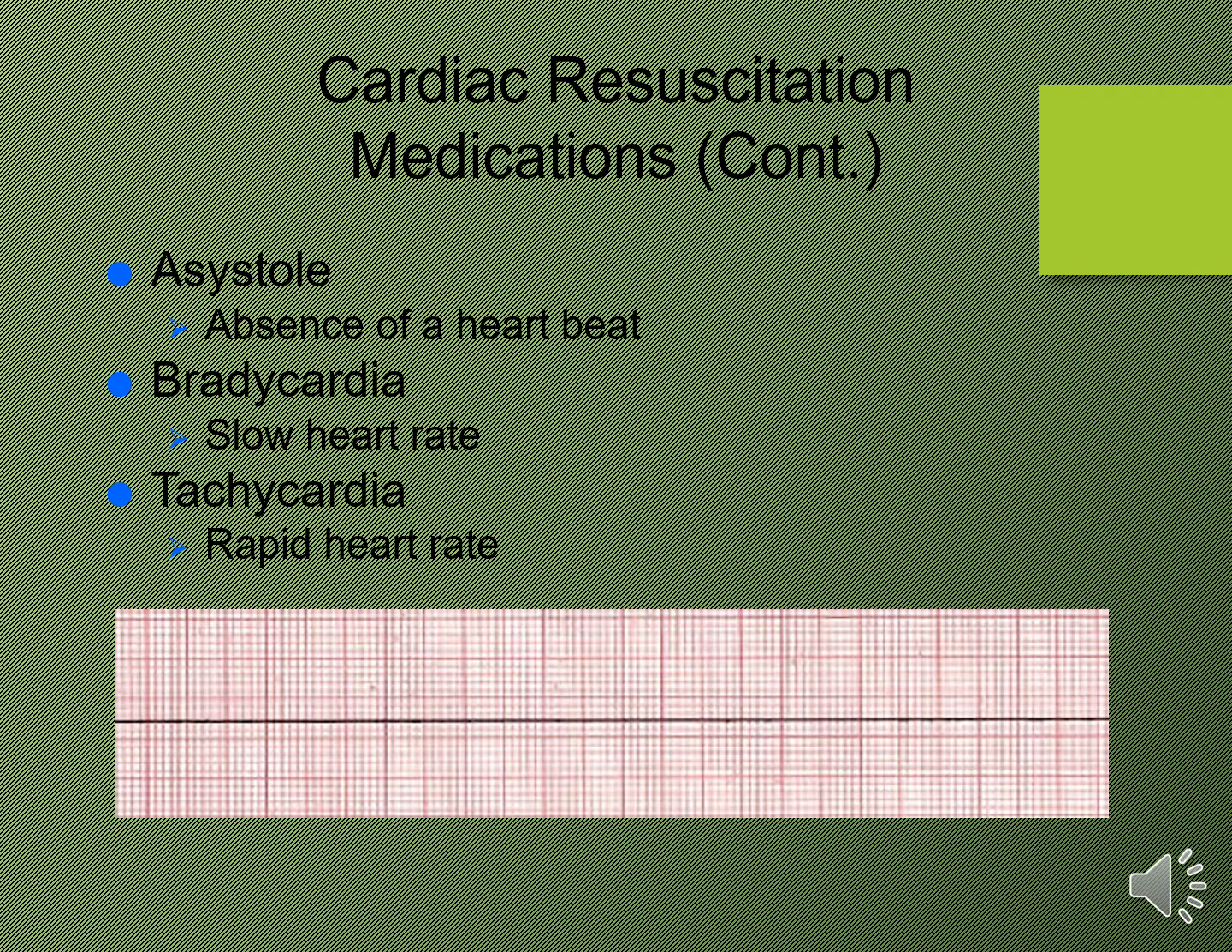So asystole is the absence of a heartbeat. You can see that on the EKG strip here, just the flat line. Bradycardia is slow heart rate, and tachycardia is rapid heart rate.